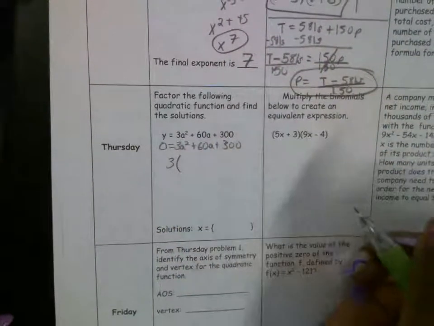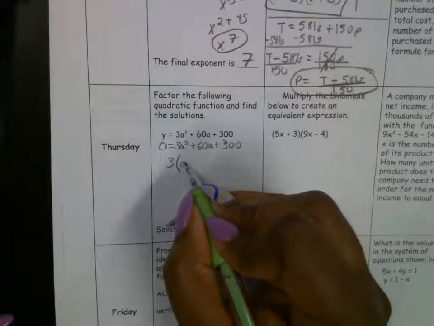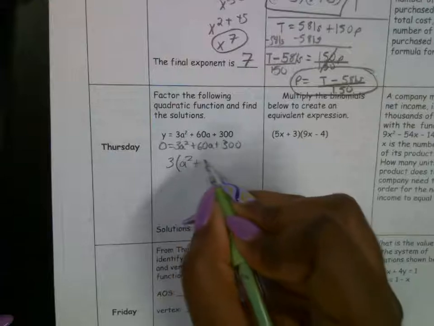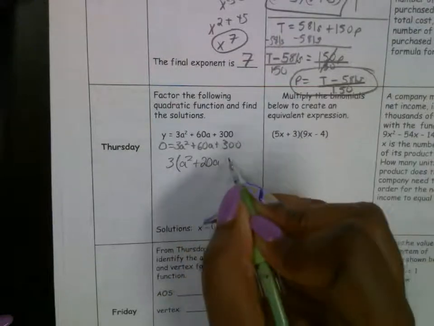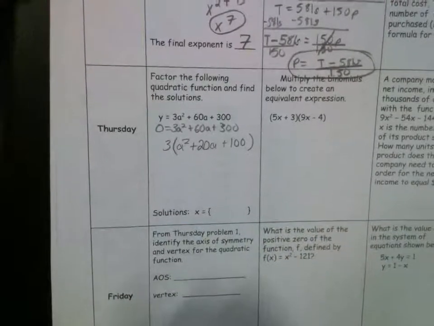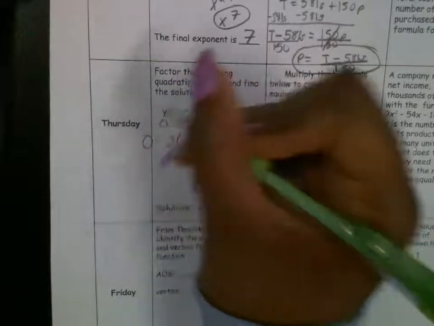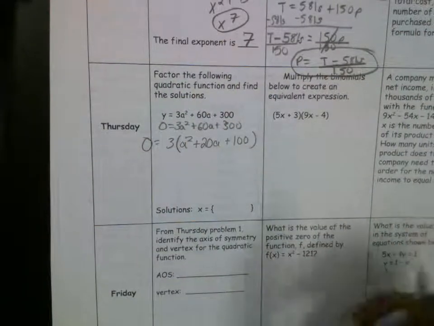When we take out a 3, this leaves us with what? A squared plus 20a plus 100. Very good. So GCF is always first. I can continue to bring down the 0 or I can wait to the end. It doesn't matter.